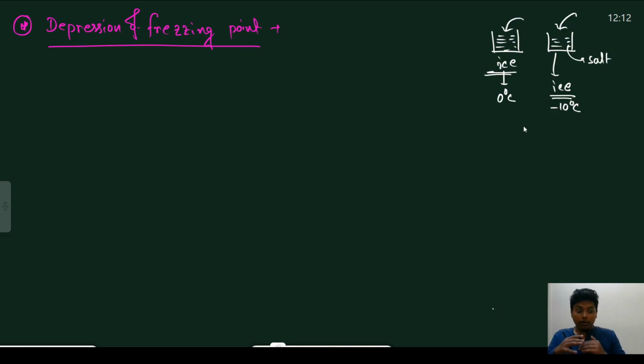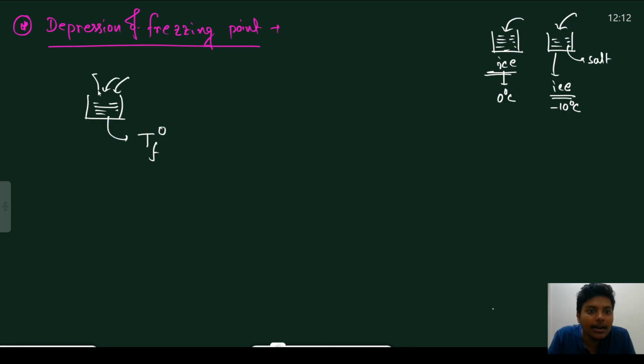Understand one thing: boiling point will increase, melting point will decrease. Clear? Simple thing. Let's suppose a pure solvent has a pure freezing point TF naught. Melting point and freezing point are the same thing. If I add solute into it, what will happen? The final freezing point will become TF.